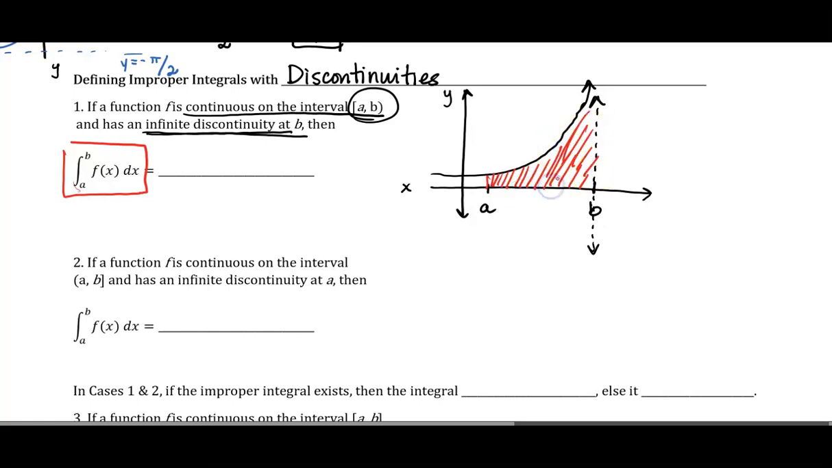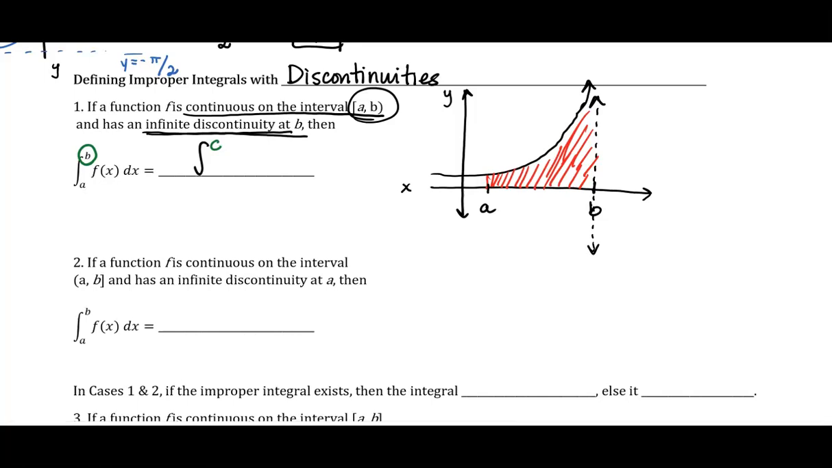The problem is that there's a discontinuity at B. B is the problem in this case, that discontinuity. So how we handle that problem is we're going to introduce a limit. If B is an issue, I'm not going to write B as the upper limit anymore. I'll put C as the upper limit. I'll still keep A as the lower limit, and we're still integrating the same function f of x.